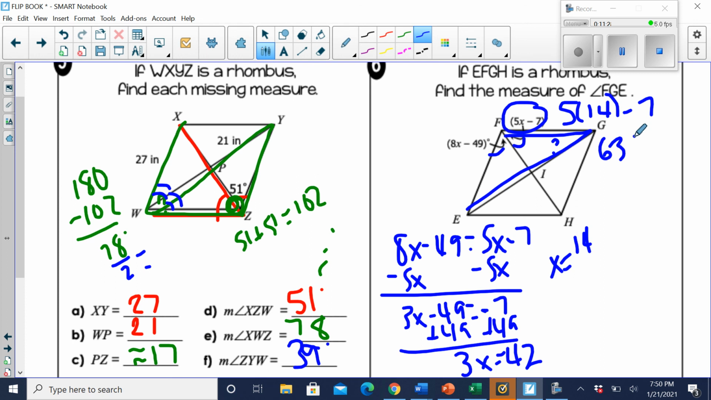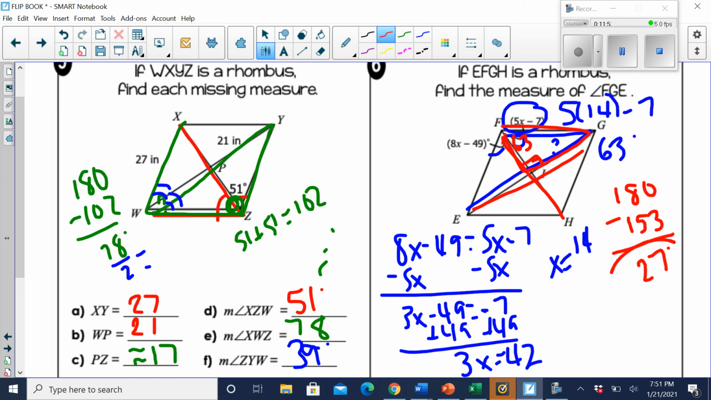Okay, now, kind of hard to see, but that's this angle right here. What I could do from there is say, well, my diagonals are perpendicular. That's going to give me a 90 right here. And if I think about this triangle, it has to measure 180 degrees. If I add the 90 and the 63, I get 153 degrees already in that triangle. And when I subtract, I'm going to be left with 27 degrees for the missing angle. And that would be our final answer.